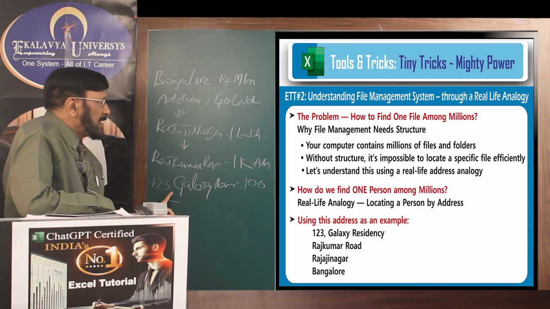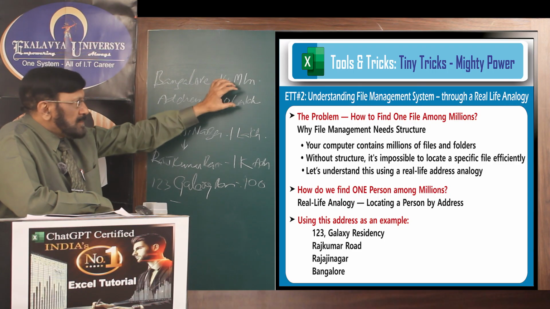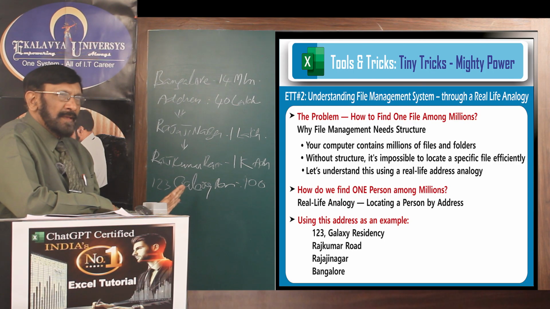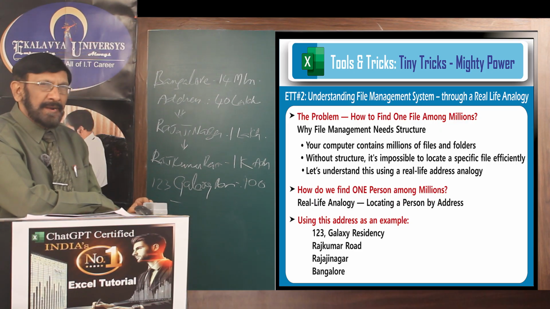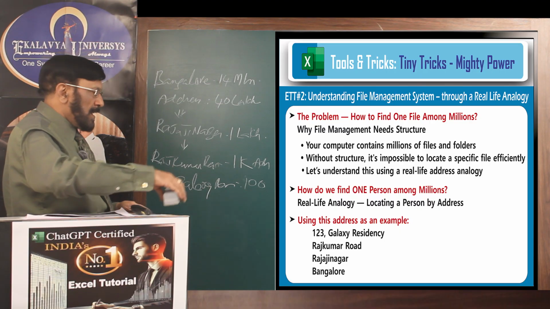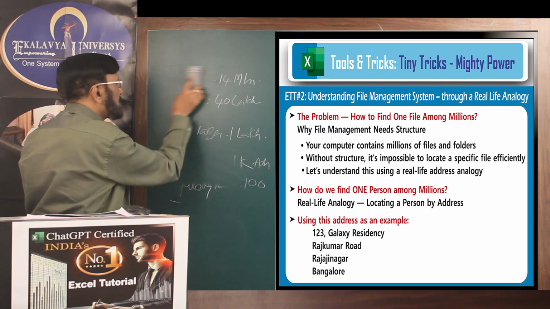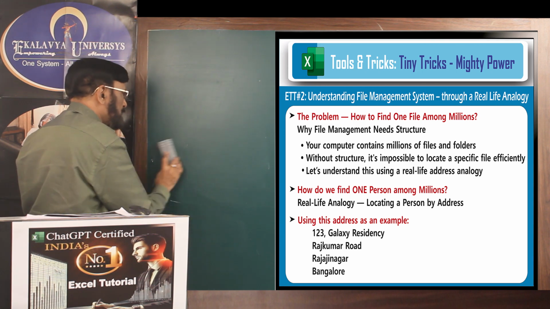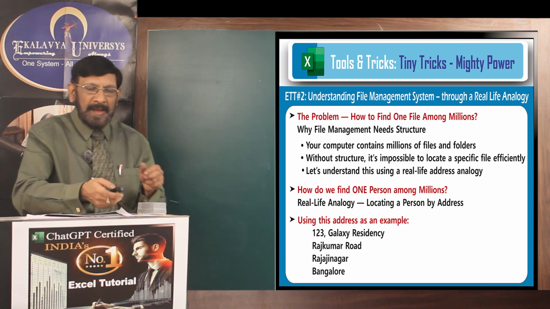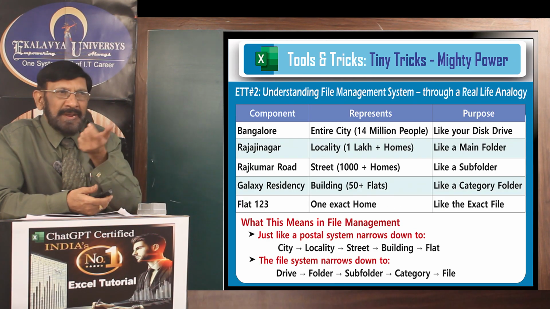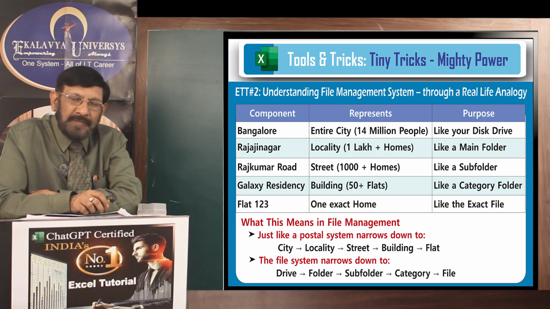If it is not there, you have to search 40 lakh addresses. This is the strategy. For everything, doing a complicated, complex thing, you should have a strategy. This is the real life strategy. Based on this only, the file management system is developed. Same analogy. Just see this table, whatever I explained, you can find.